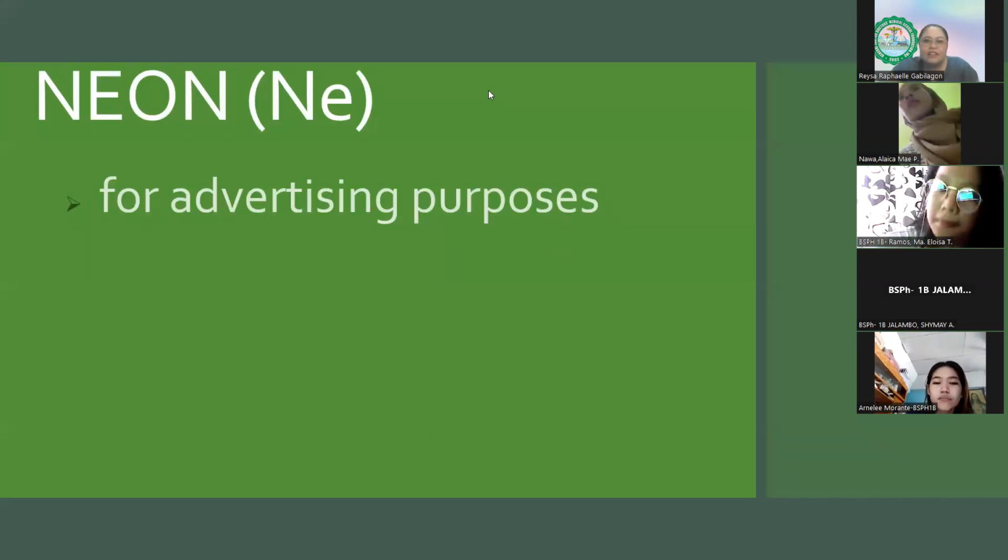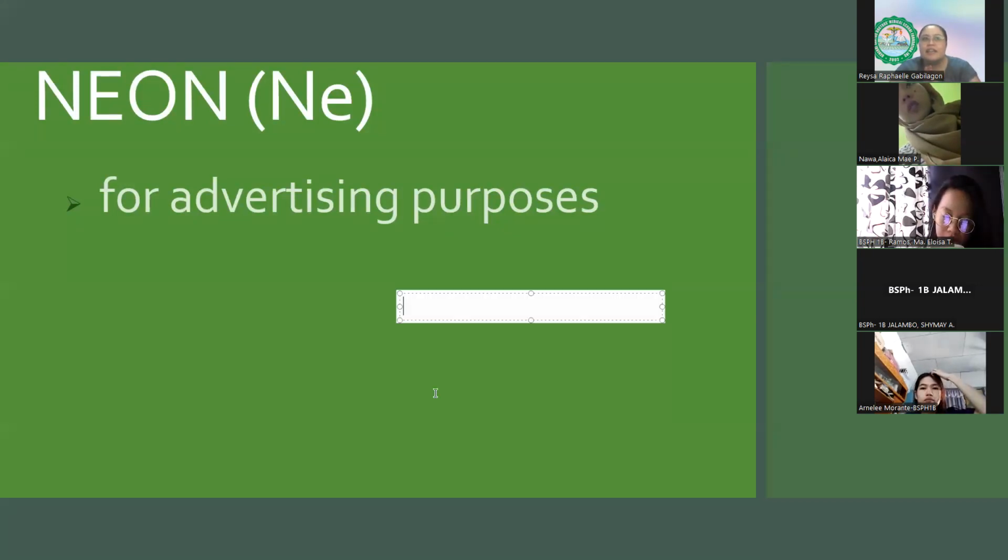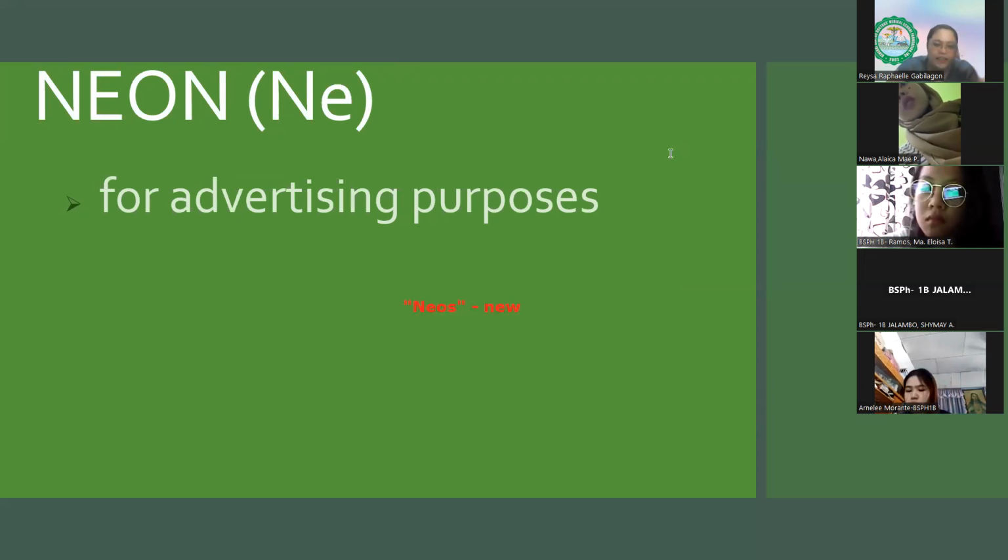Neon. Neon is just for advertising purposes, and currently, we don't have pharmaceutical use yet for our neon. But just like helium, the name neon is also derived from the Greek word. This time, it comes from the Greek word neos, which means new. That's the meaning of the name neon. Okay, so medyo konti lang yung dapat tandaan for neon.